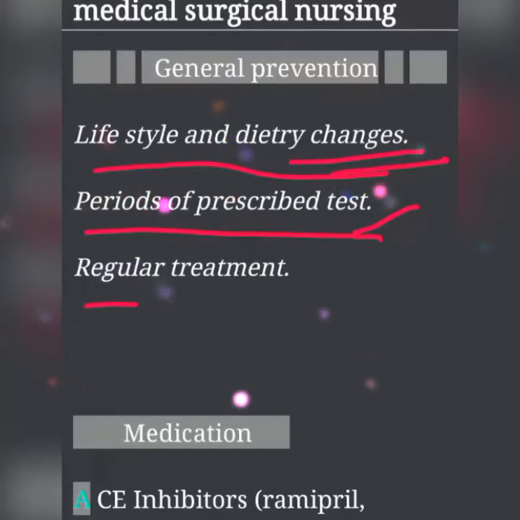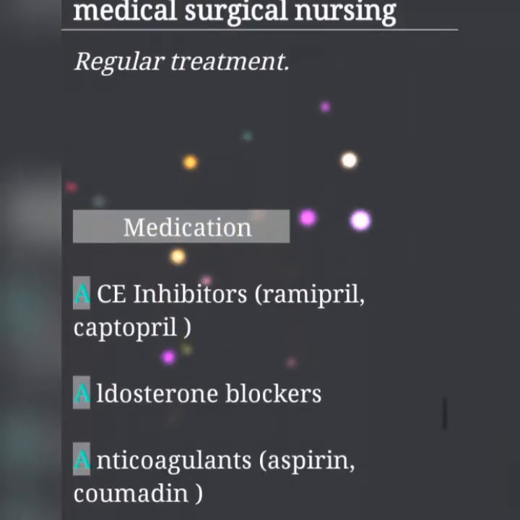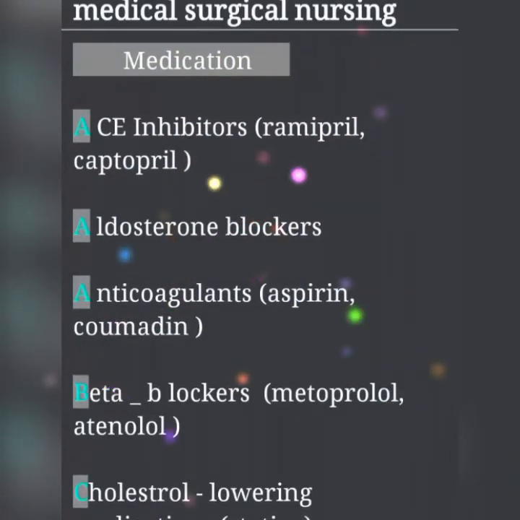Next is regular treatment and medical care of risk factors such as high cholesterol, hypertension, obesity, smoking, diabetes, and excessive alcohol consumption. These all are included in this. Next, we will discuss the medications. Treatment of congestive heart failure also includes medications.